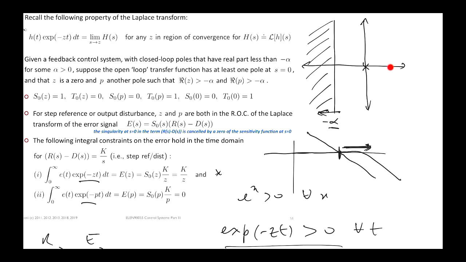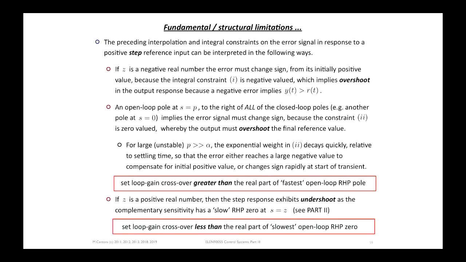Okay? How can we make sure that happens? By pushing alpha further to the left, so that this line ends up being further away from the imaginary axis than the unstable pole. Pushing that to the left is often consistent with pushing the crossover frequency to the right. And that's what this is about here.